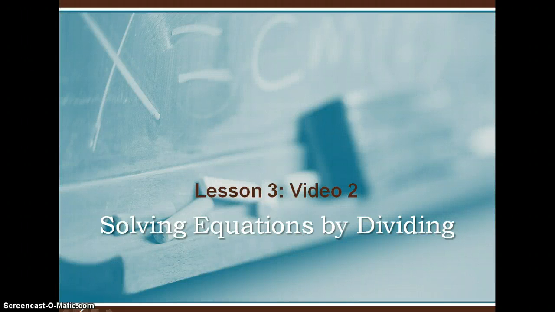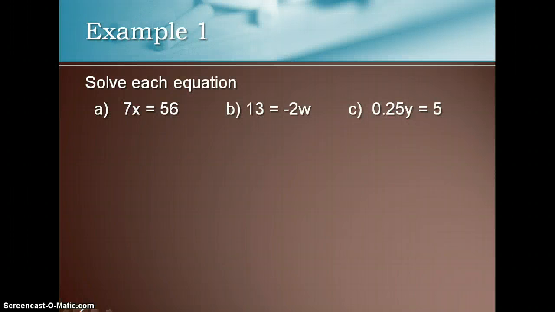Hello gentlemen, this is lesson 3 video 2, solving equations by dividing. So the 3 examples that we're going to do are listed here. So we're going to solve A first.